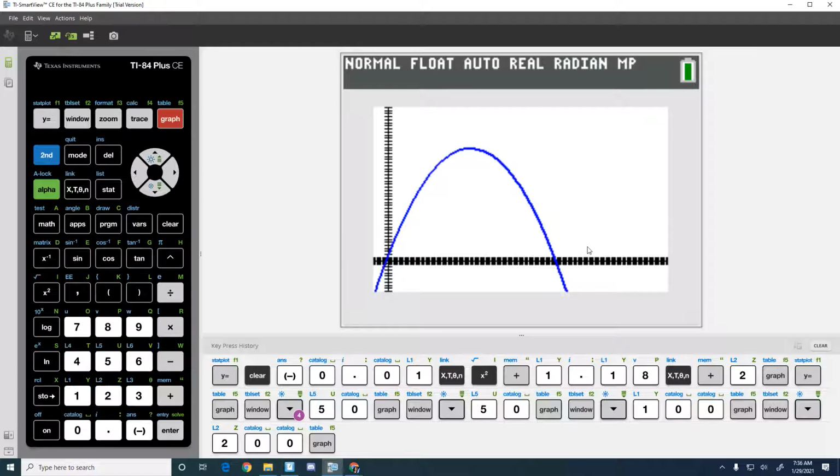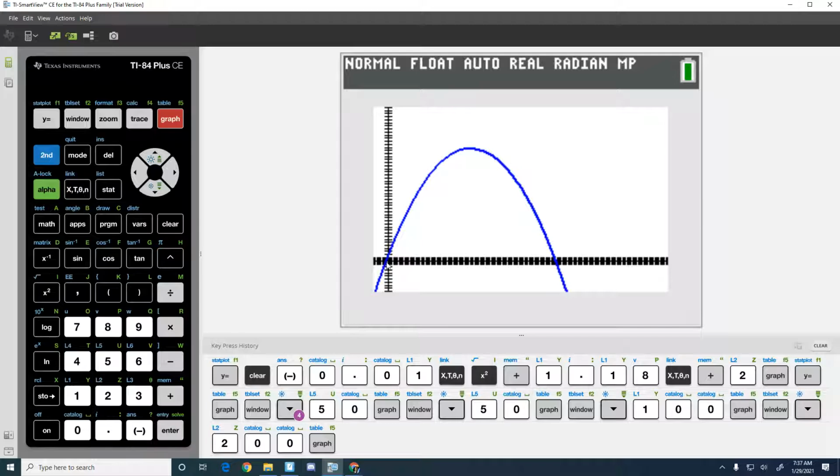Can I see the main parts of the parabola that I wanted? Yeah, that's fine. And if you don't have this exact picture, if you didn't use the exact values that I did for my window, that's totally okay, because your vertex and your intercepts will still be the same no matter what window you're looking at. You could be zoomed out further or zoomed in closer.